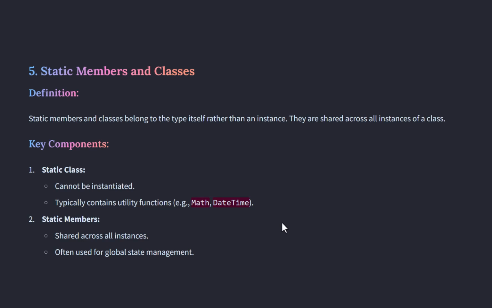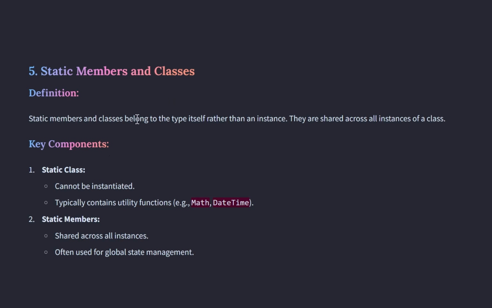In this session, we're going to explore static members and static classes. These are a powerful tool for managing shared data and functionality in your application. So, in C#, the static keyword is used to define members or classes that are shared across all instances or are independent of instances altogether.